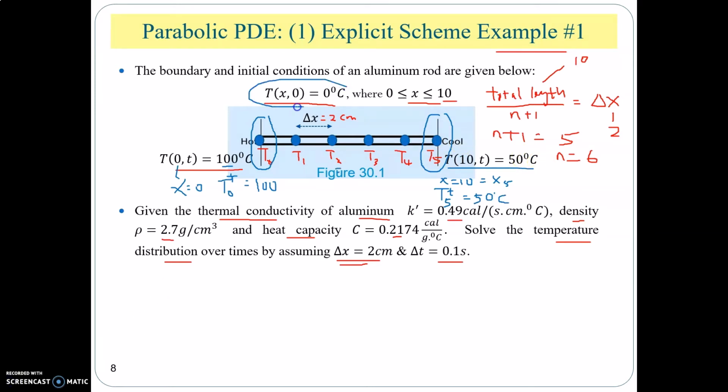From the initial condition, you can see that for all the x, meaning for all the points here, at t equal to 0, your temperature is equal to 0. So that means that at t equal to 0, your temperature will be equal to 0 degrees Celsius.